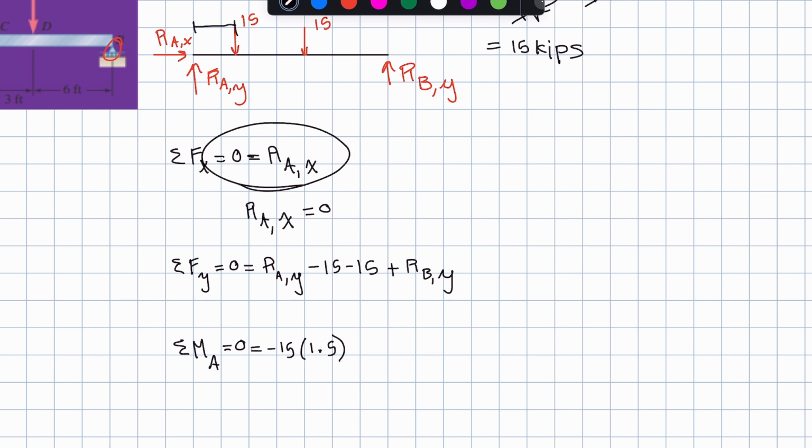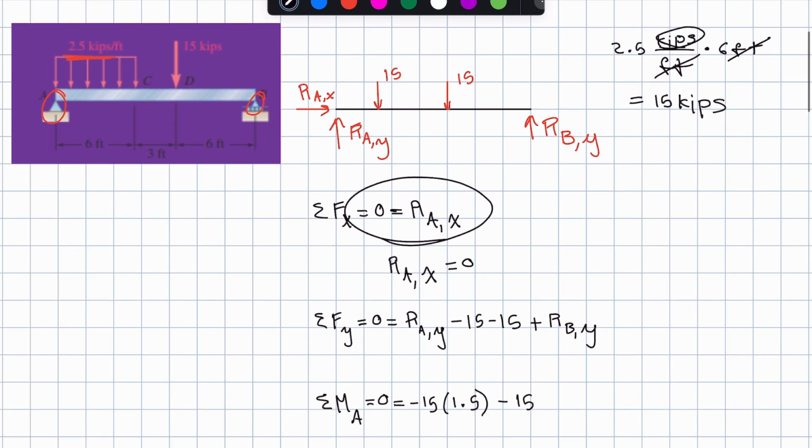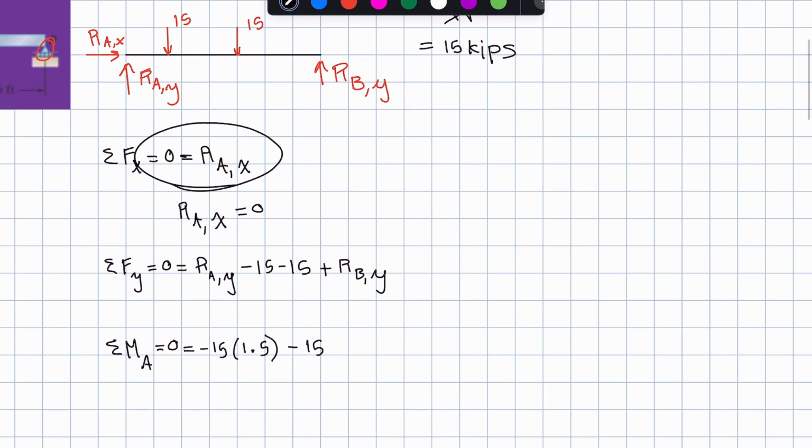And then for this one right there, we are going to do the moment as well. And so that's going to be minus 15 again. And if we go back over here, we can see we have 6 plus 3 is going to be 9 feet. And so that's minus 15 times 9. And now the final force that we have is the reaction at B in the Y. And so we are going to do plus the reaction at B in the Y times the distance.